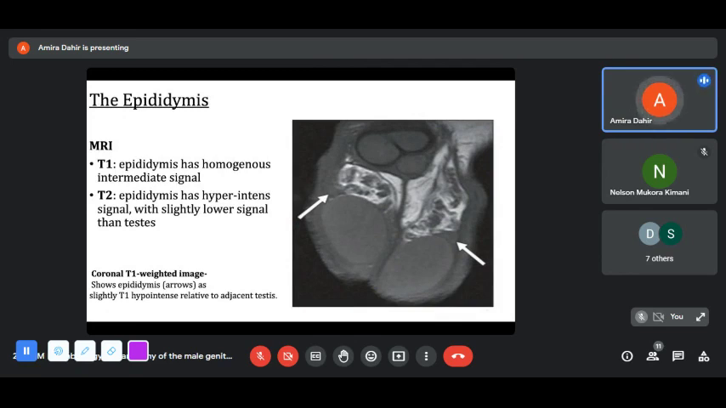On T1 weighted MRI, the epididymis has a homogeneous intermediate signal. On T2 weighted MRI, the epididymis has hyperintense signal with slightly lower signal than the testis. On this image, you can see the epididymis in arrows, and they appear slightly hypointense relative to the adjacent testis. And this is a T1 weighted image.